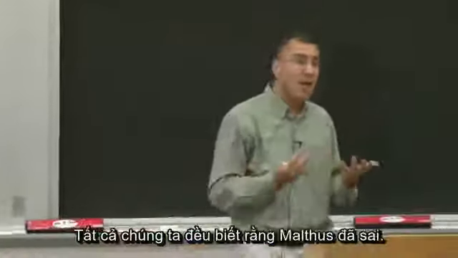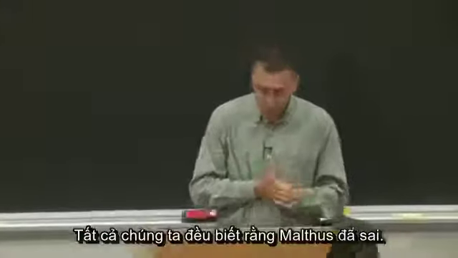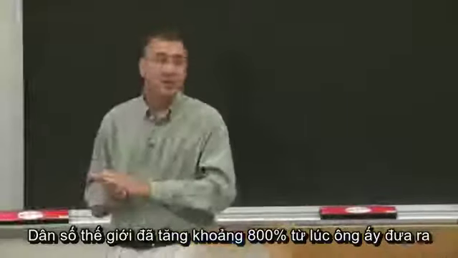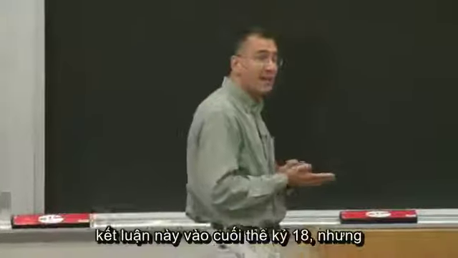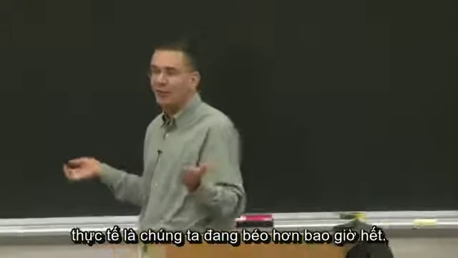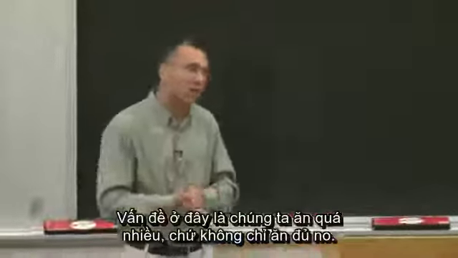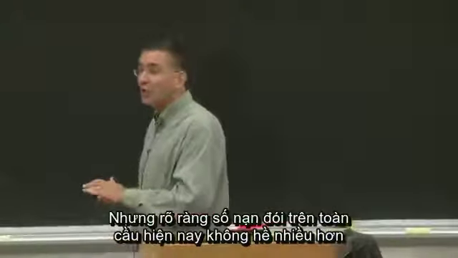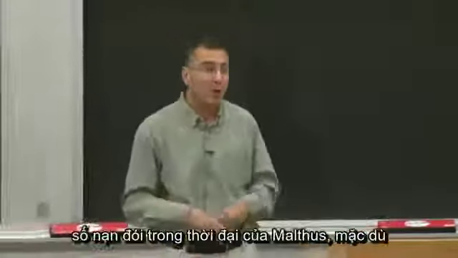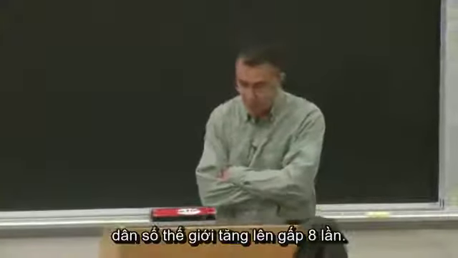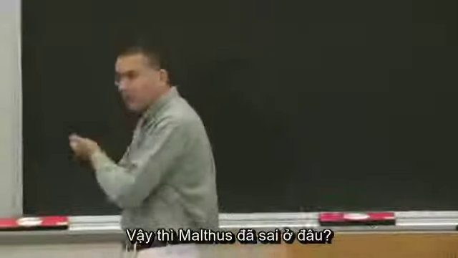Okay? Well, as we all know, Malthus was wrong. World population has risen about 800% since he wrote his article at the end of the 18th century, and yet we're fatter than ever, right? Our problem is we eat too much, not too little. Now, it's not true around the world. There's starvation elsewhere. But there's clearly no more starvation worldwide than there was at his time, despite the fact that the world population has grown eightfold. So what did Malthus get wrong?